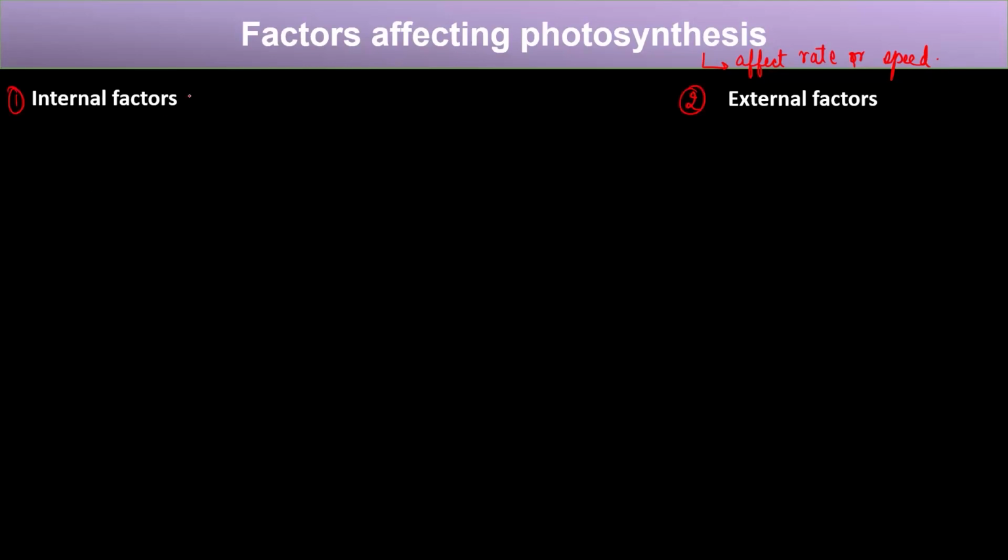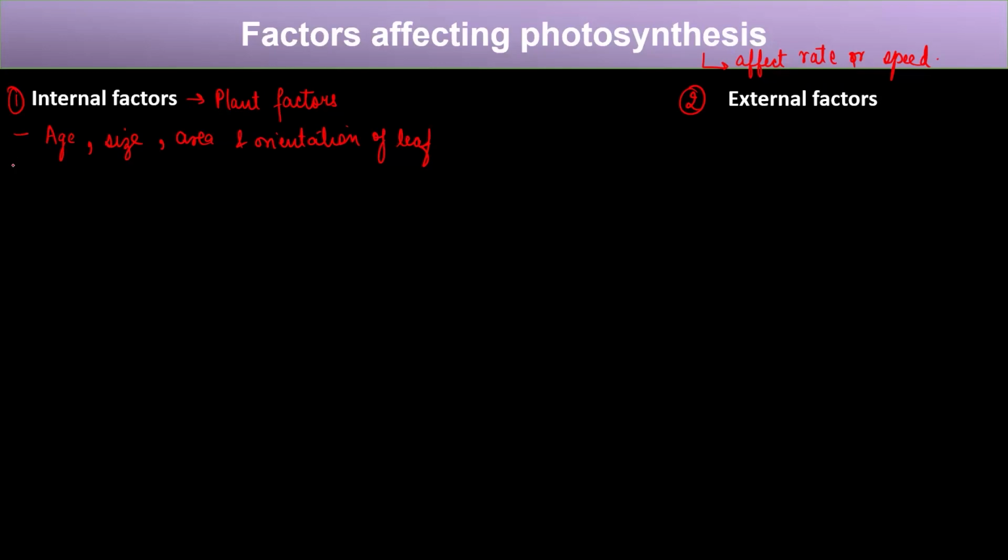Now, what do you mean by internal factors? The internal factors are basically plant factors. These are the factors that are present within the plant and depend on the genetic composition of those plants. Internal factors are such as properties of the leaves, such as age, size, area, and orientation of leaf. Orientation means with respect to light.